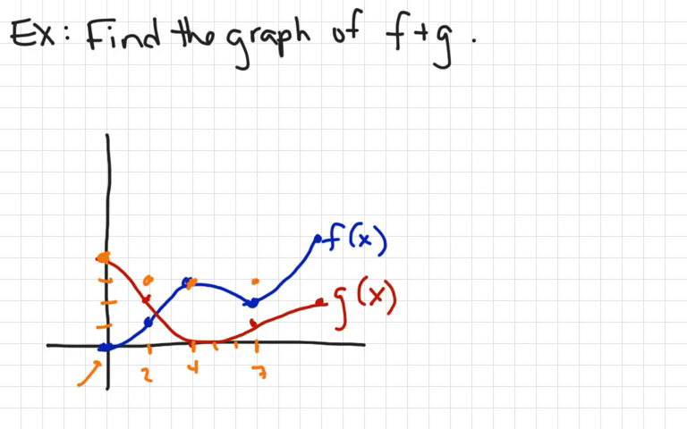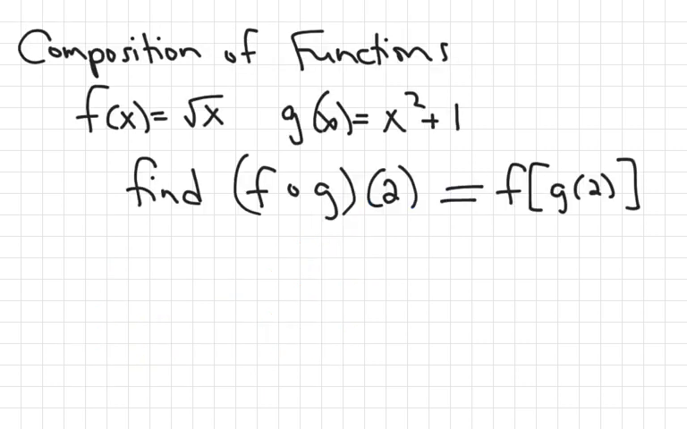And over here at 8, 9, 10, the output of f is 1, 2, 3, 4, 5, and the output of g is 2. 5 plus 2 is 7. So this would be the output of f plus g of x. All you have to do is add the outputs.